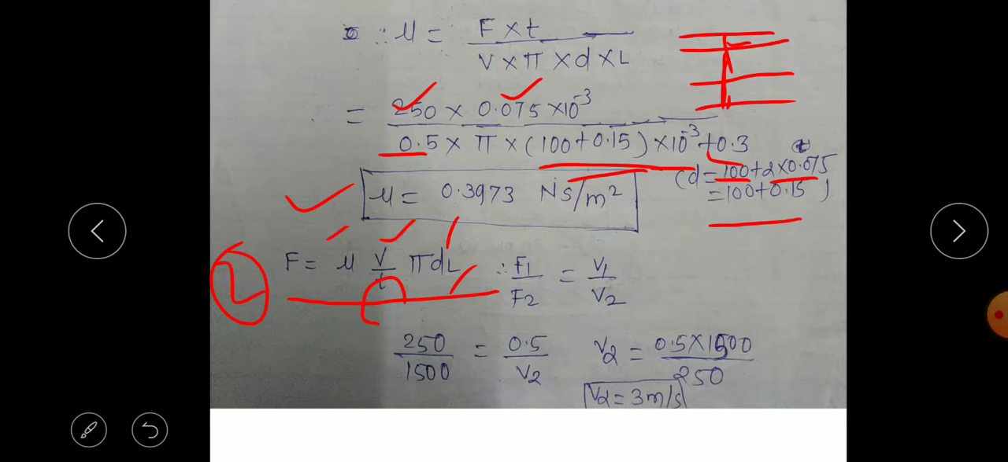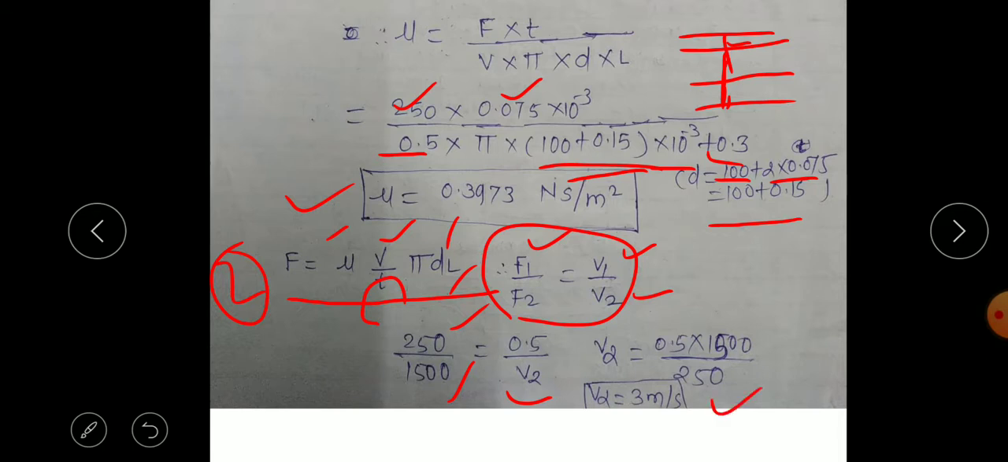So we can write F1, the initial force, upon F2 is equal to initial velocity upon final velocity. So initial force was 250. Next force, if increased to 1500, the change in velocity is V2. So we can find F1 by F2 is equal to V1 by V2. From this, V2 is 3 meter per second.